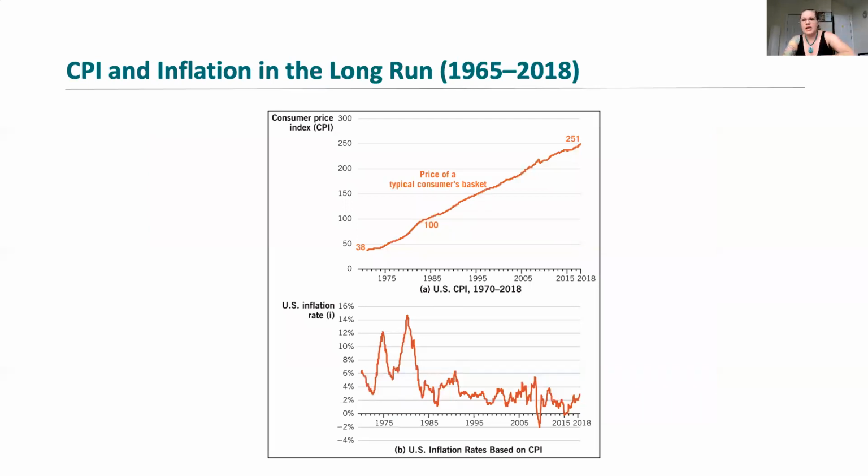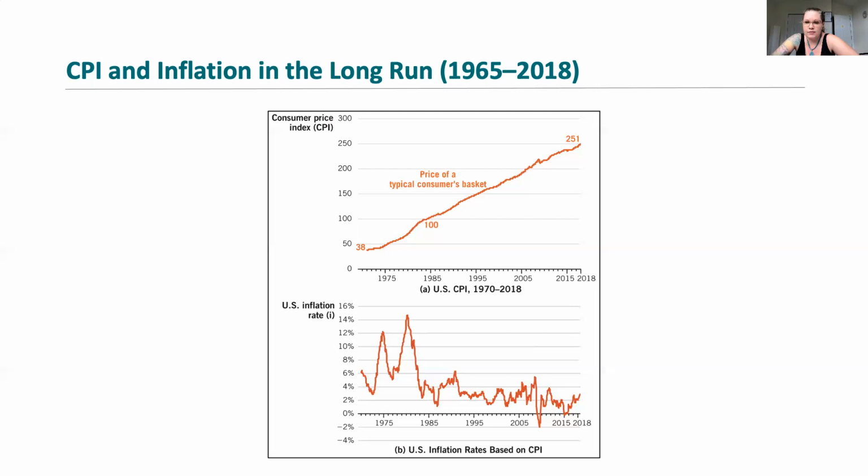So in the figure on this slide, we can see the index is set to 100 for the base year of 1982. Given the current level of the consumer price index, we could see that between 1982, the base year, and 2018, where the consumer price index is 251, that means that prices have more than doubled. So the inflation rate associated with this is the percent change in the CPI from year to year.